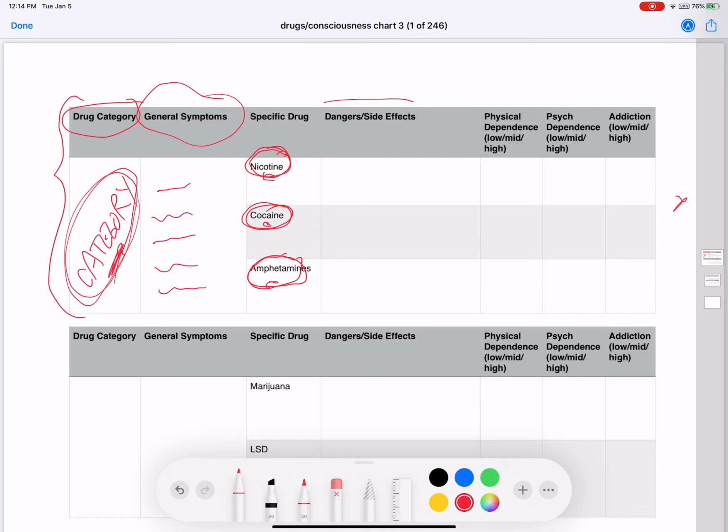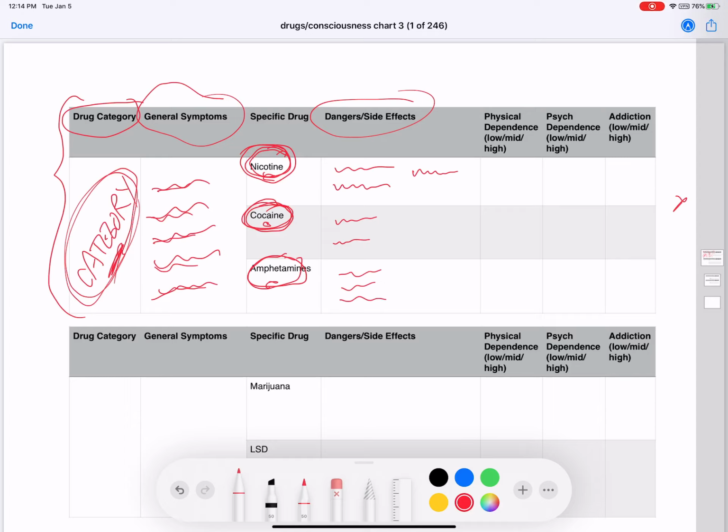Then this section right here is going to be where you're going to write in specifics. So generally speaking, these types of drugs, depressants or whatever they may be, cause these general symptoms. Specifically, nicotine now causes this. If you use nicotine, this is one of the side effects. If you use nicotine, this is one of the specific dangers. That may be different for cocaine. If you use cocaine, this is a dangerous side effect. This is something that can be caused specifically by cocaine usage, and so on and so forth. You would do the same thing for using amphetamines.